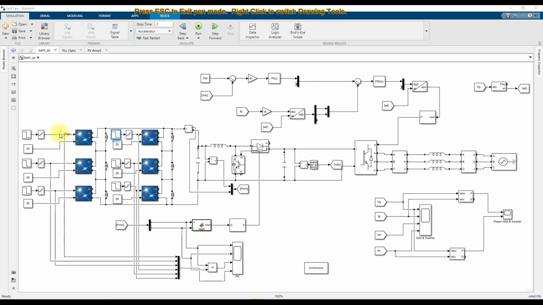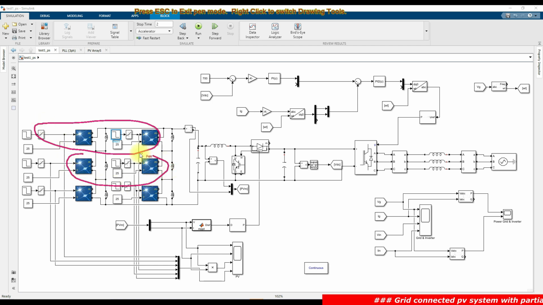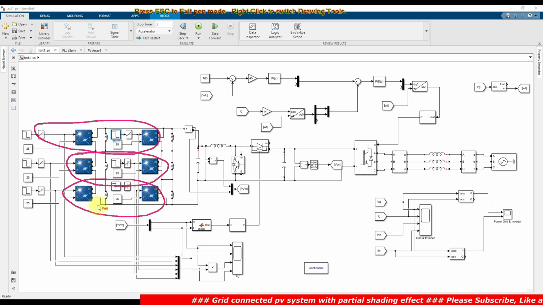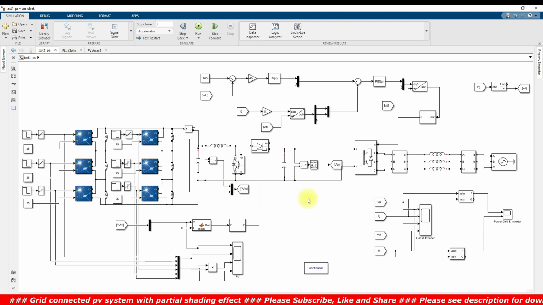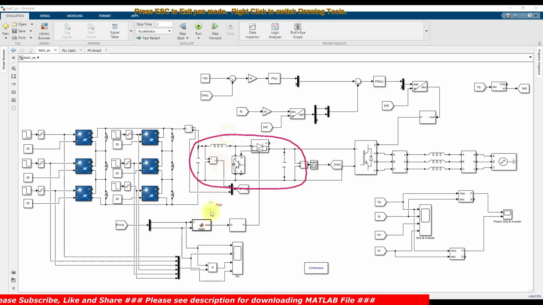Initially all PV panels will operate at the standard irradiation condition, that means 1000 watts per meter square. After 1 second, the first two will operate at 800, the next two at 600, and the last two at 500, in order to create the partial shading effect. And this boost converter is going to be controlled by means of an MPPT algorithm.